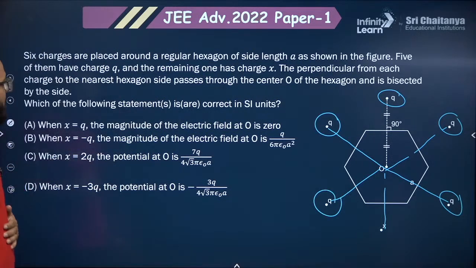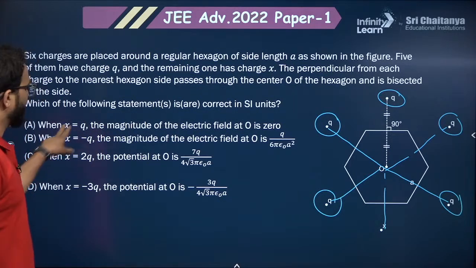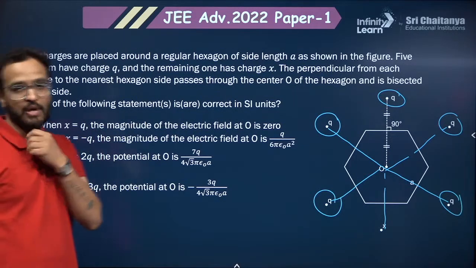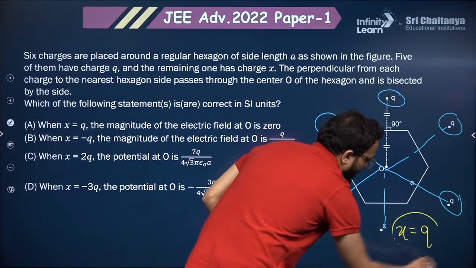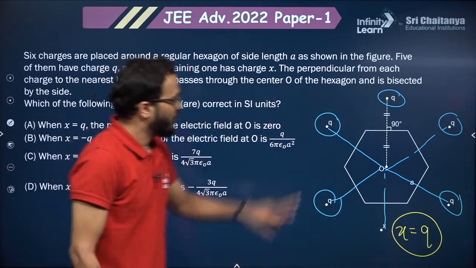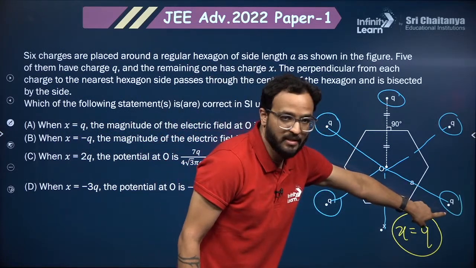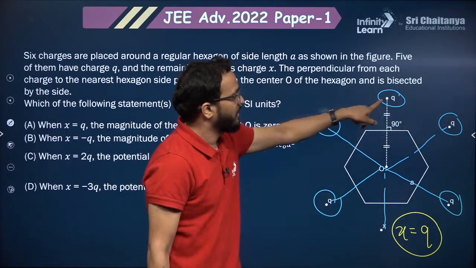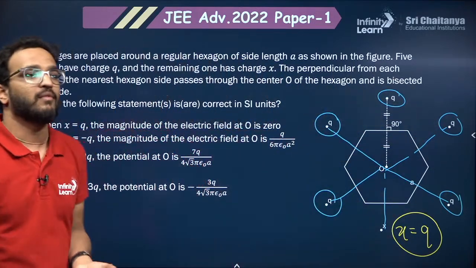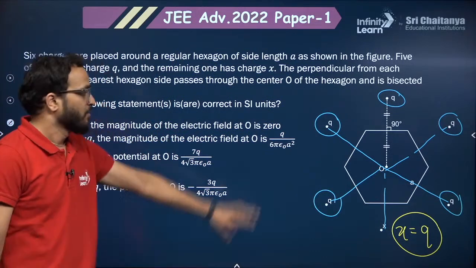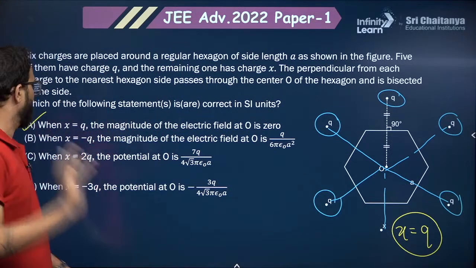Now what's going to happen? Which of the following statements is correct? When X is Q, the magnitude of the electric field at O will be 0. Absolutely. If you take X equal to Q, then obviously in a hexagon, the electric field because of this charge will be cancelled by this charge, and this charge will be cancelled by this. So obviously the net electric field will be 0. The vector sum of all the electric fields will be 0 here. So the first option is absolutely correct without a flinch of doubt, right?